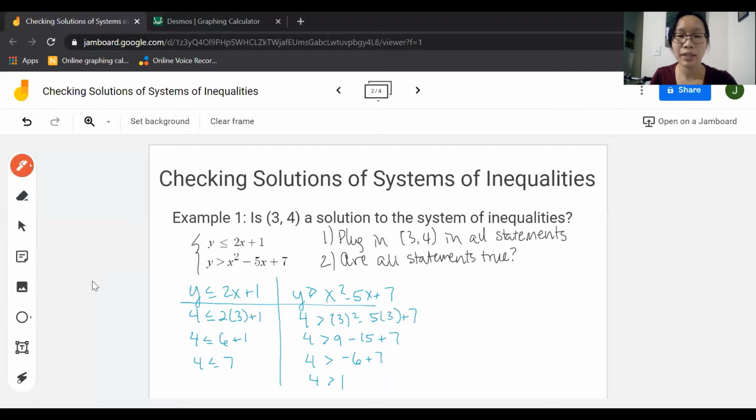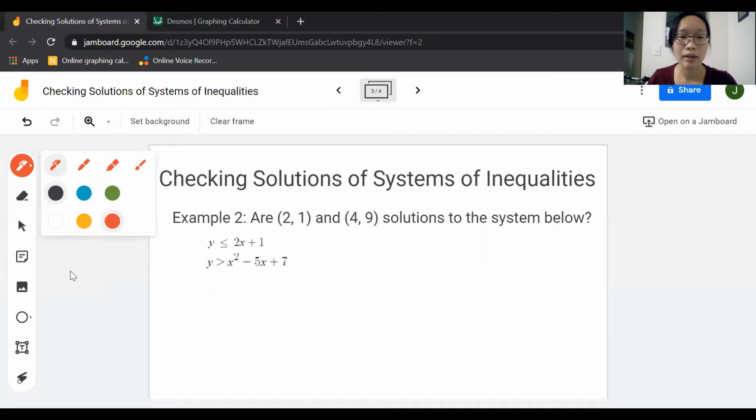Since my second step is to check if all statements are true, I'm going to look at this last line where I've simplified. Is 4 less than or equal to 7? Yes, that's true. Is 4 greater than 1? Yes, that's true. Since both of them are true, then (3, 4) is a solution. Let's try a second example.